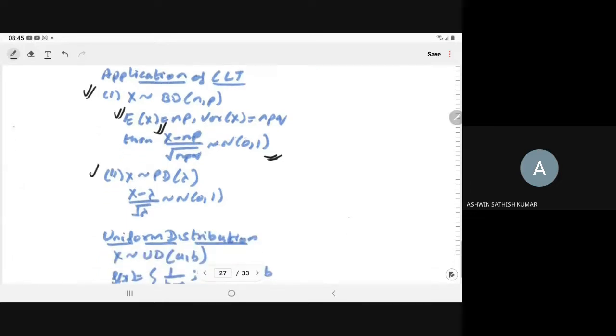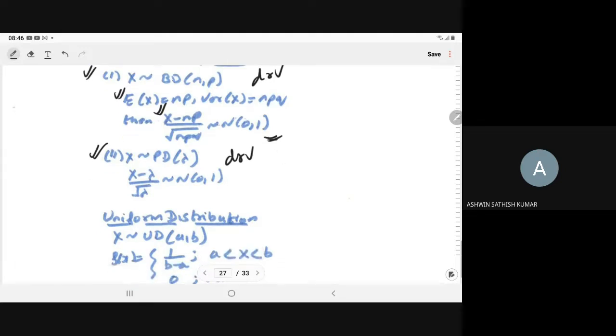For example, if x follows the Poisson distribution with parameter lambda, x is a discrete random variable. The binomial is also a discrete random variable. For the Poisson distribution, E(x) is lambda and the variance of x is also lambda. So if you take x minus lambda, that is x minus the mean upon the square root of the variance, it also follows the standard normal variate.